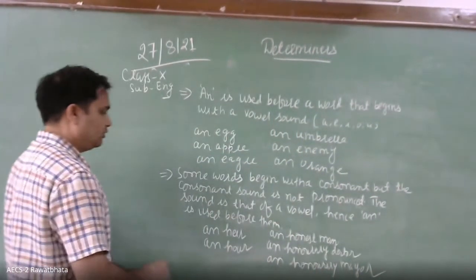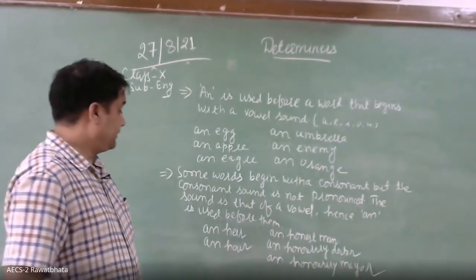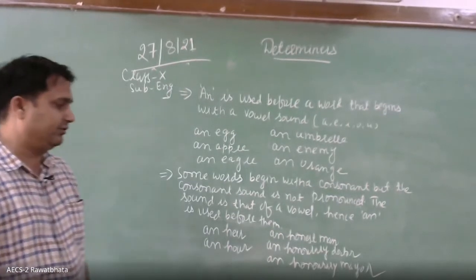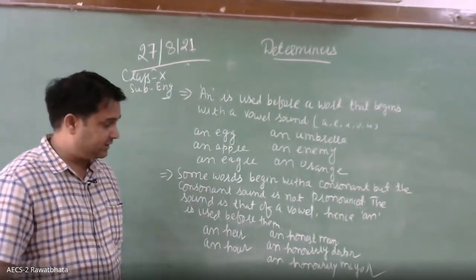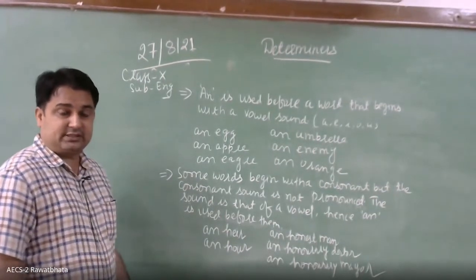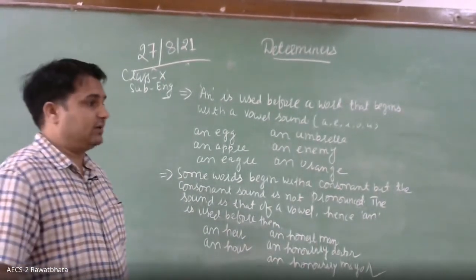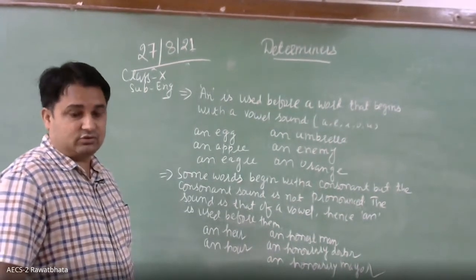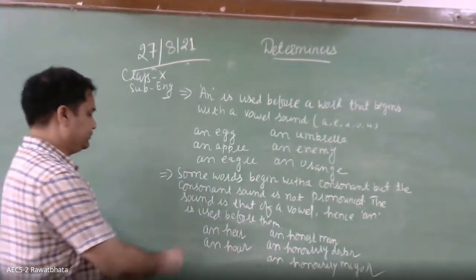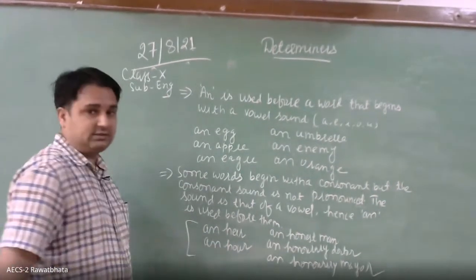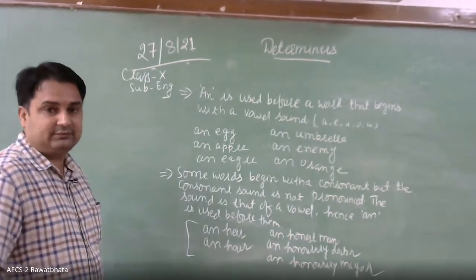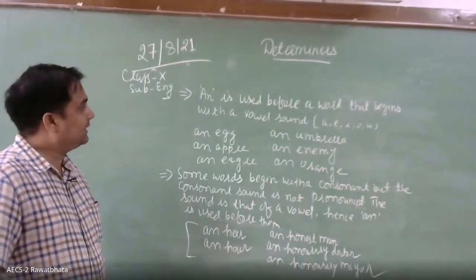Okay, so an heir, an hour, an honest man, an honorary doctor, an honorary captain, an honorary mayor. In all these words you will find a vowel sound, though they begin with a consonant. So as the sound is that of a vowel, you have to use an in all these contexts. So you write this, then we will proceed to the next one. All of you write it fast.